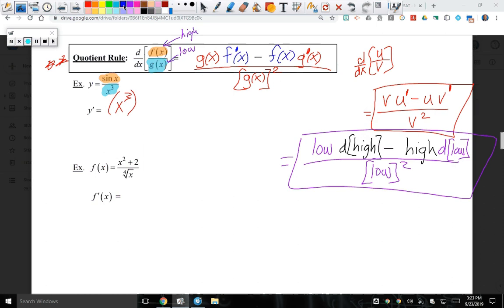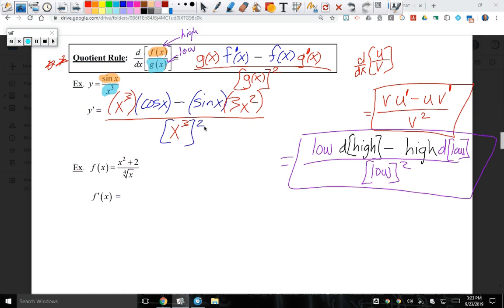Low d high minus high d low all over low low. And low low you can write it like this, or if you know that it's going to be x to the power of what? What does x cubed to the power of 2 become? 6. X to the 6, right? Algebra 2. If you put x to the 5, we've got to review algebra 2, and already it's wrong. You know what I mean? So this would be x to the power of 6.